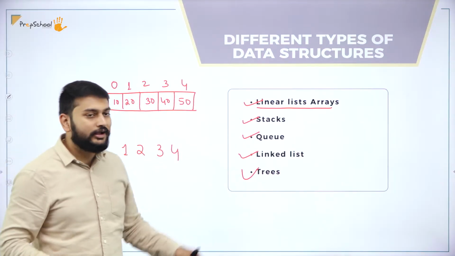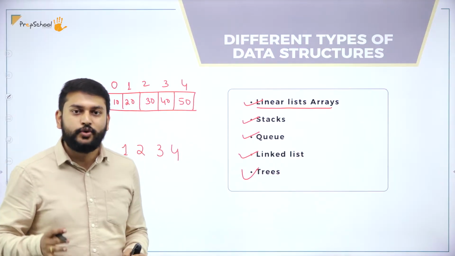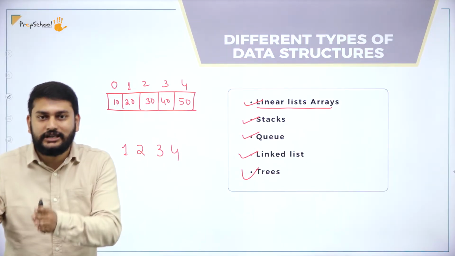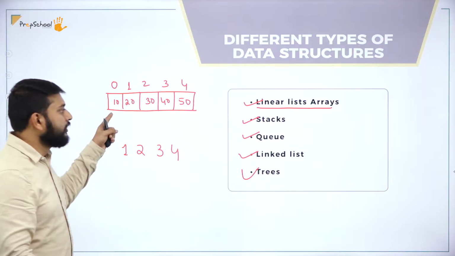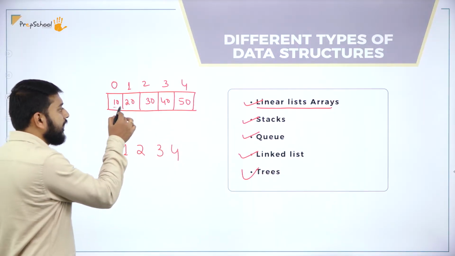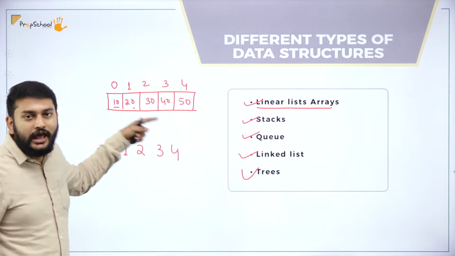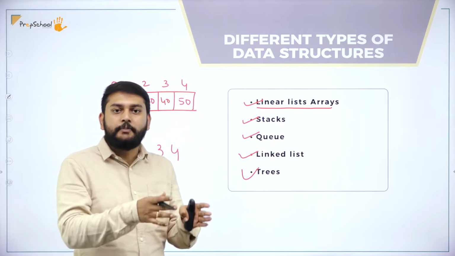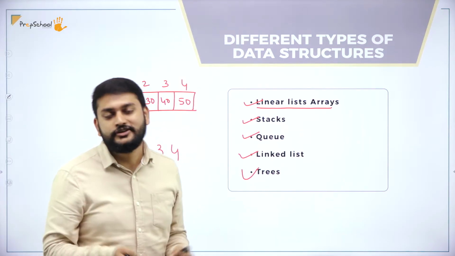So this is all about the linear list array. You are storing the data continuously with the help of an array. This is how you store the data inside the array: 10, 20, 30, 40, 50, with the index 0, 1, 2, 3, 4. You will not be able to give any gap in the middle.